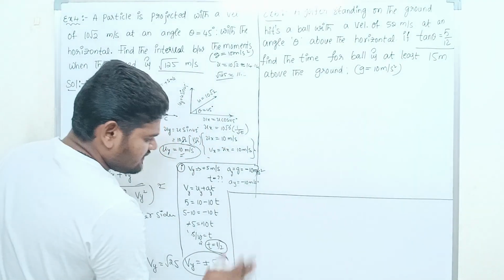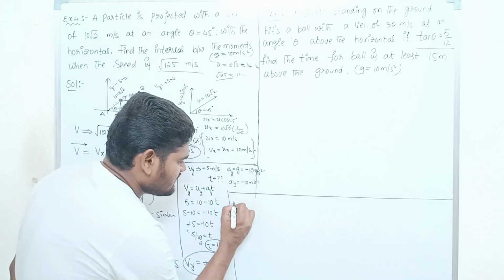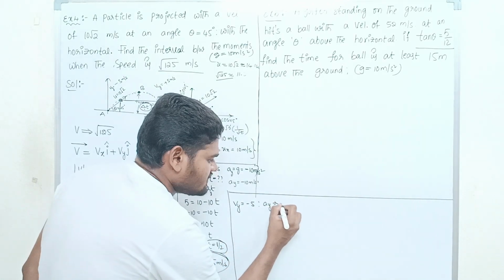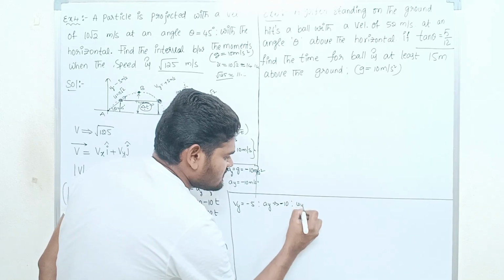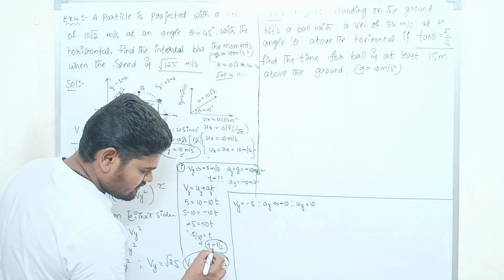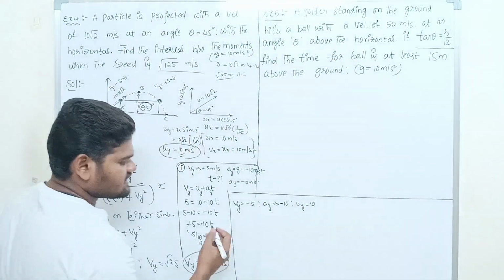Next, again we have other values. What is that? Vy is equal to minus 5, Ay is equal to again minus 10, and uy is equal to 10. So at this time you will get the time. Let us say this is time t1. So here we consider the time as t2.